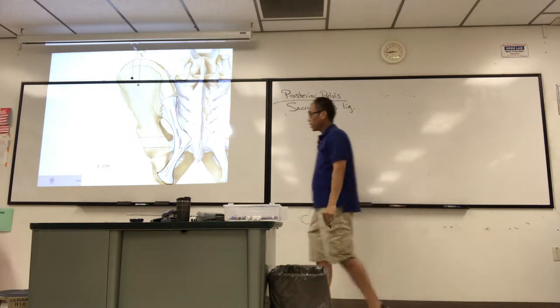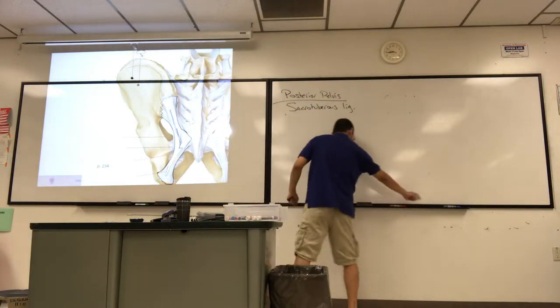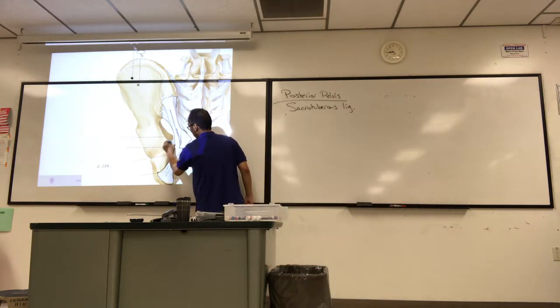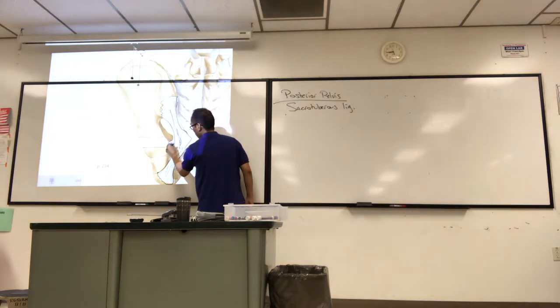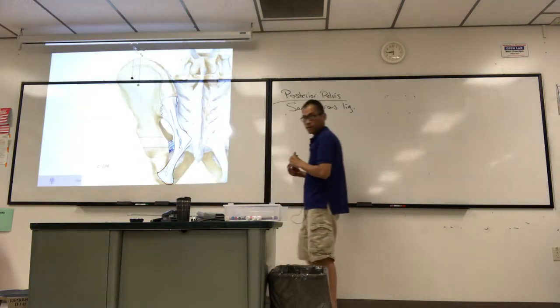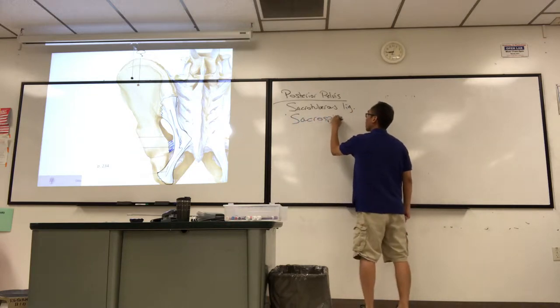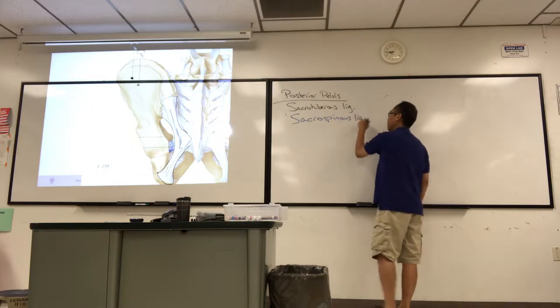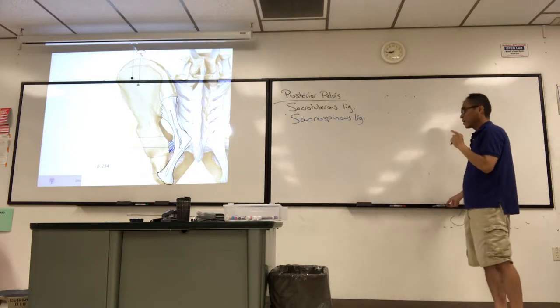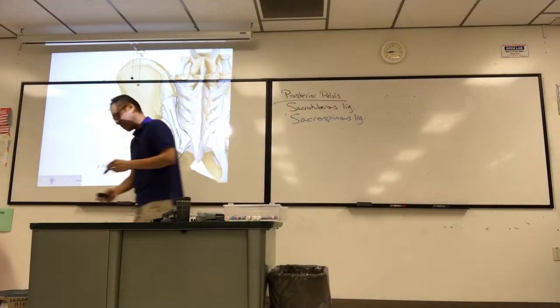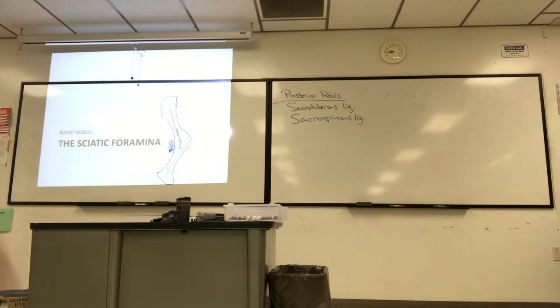Now, the other one, it's right here. I'll use a different color. It's right there. I don't know if you can see it. It's the sacrospinous ligament. Sacrotuberous ligament, sacrospinous ligament, be able to know those. Those will kind of help you identify some things. There's something called the sciatic foramina, because those ligaments create spaces for things to come out the back.